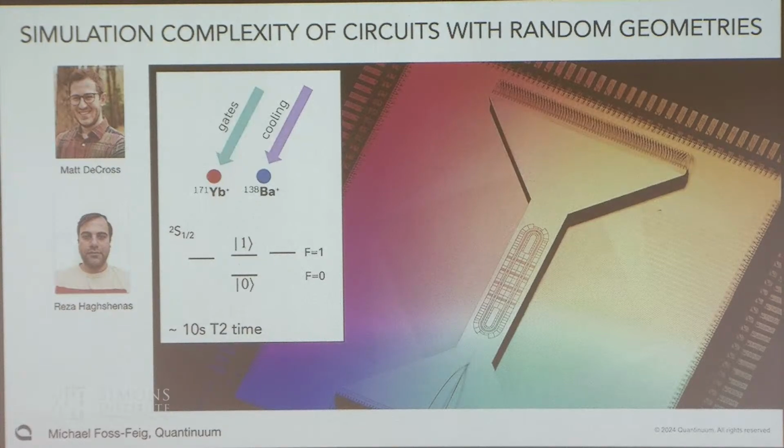And so the story I'll tell you is work going on right now at Quantinuum. It's all kind of hot off the presses. And I've been working on some of the theory details for what's going on with Matt DeCross and Reza Haghshenas, who are both at Quantinuum. And so the title, Simulation Complexity of Circuits with Random Geometries, is, I guess, relatively descriptive. We'll get into some details.